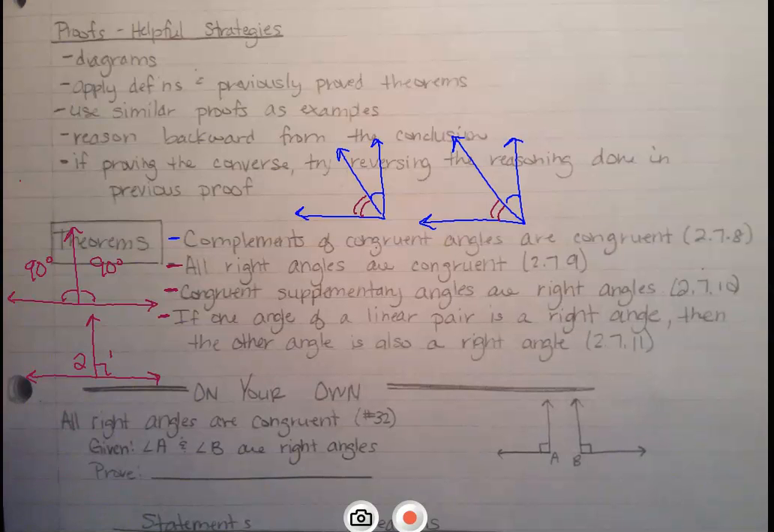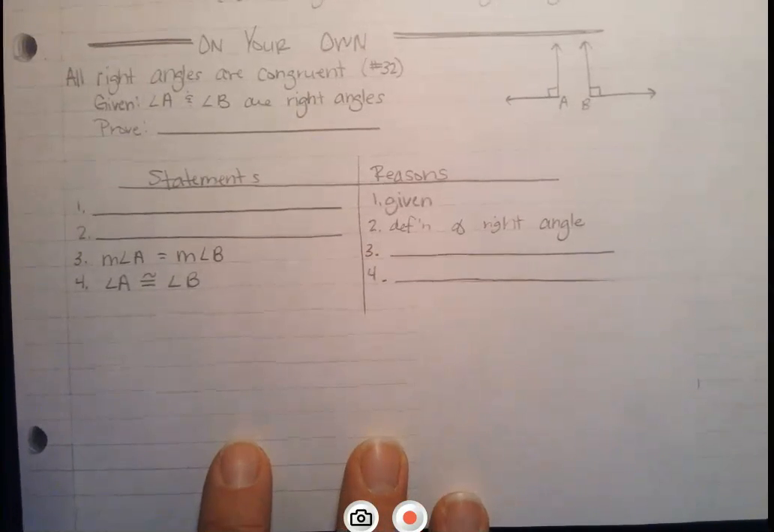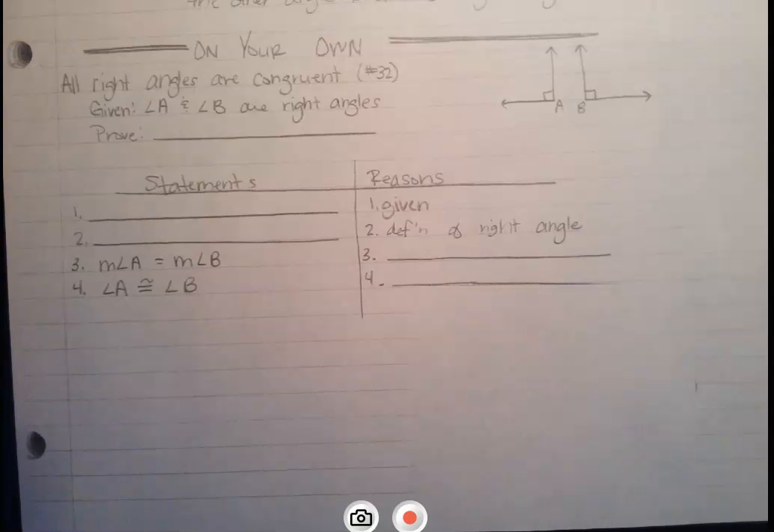Okay, let's actually look at the on your own because I got some complaints here about having to do a proof, but let's try it together. All right angles are congruent. This is number 32 in your homework, actually. If you're given angle A and angle B are right angles, what do you need to prove? That they are congruent. Yes. So you want to prove that angle A is congruent to angle B. Very nice.